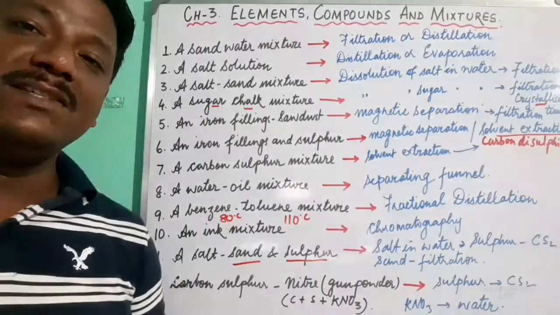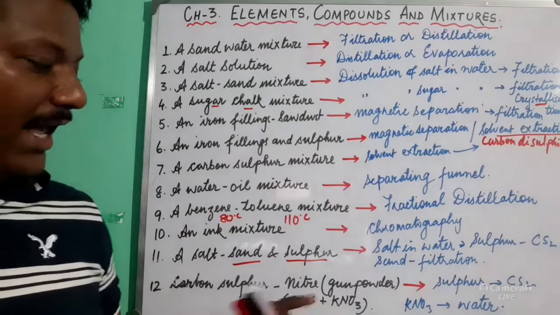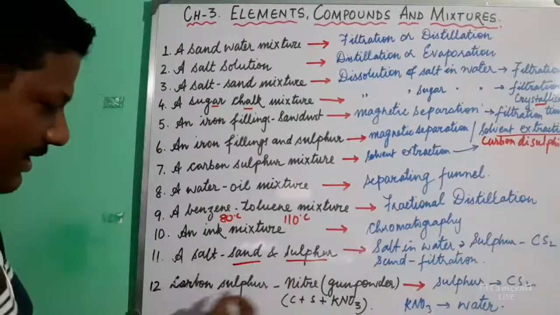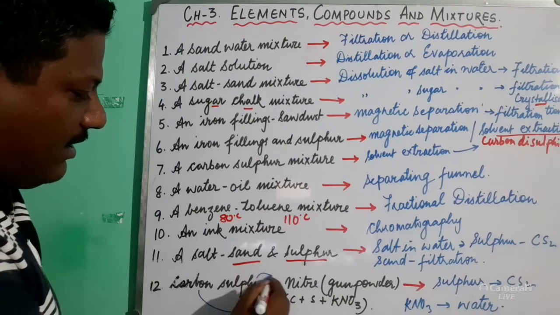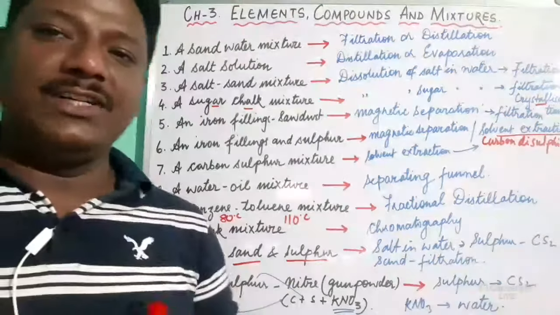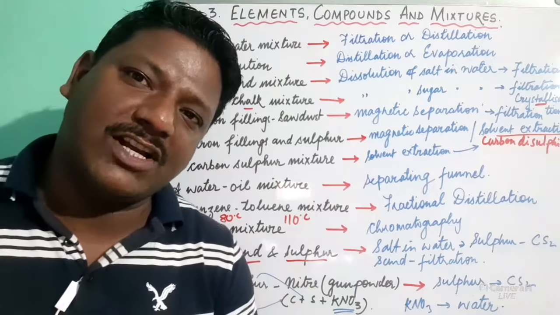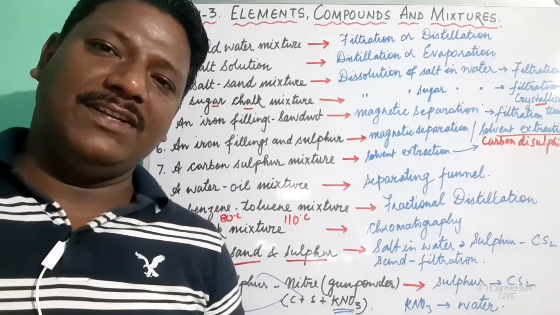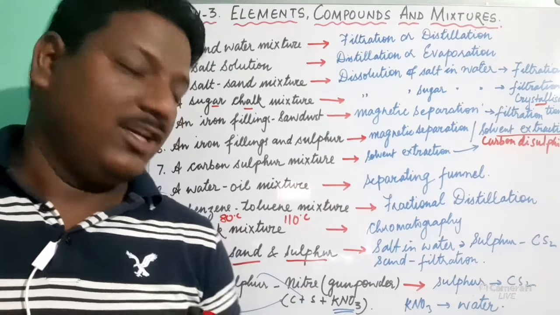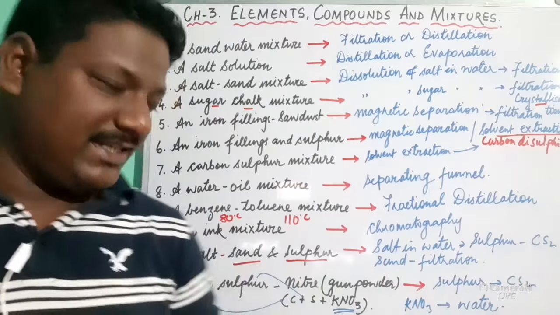Okay, so carbon, sulfur and nitre. Nitre we call it gunpowder. So gunpowder is already a mixture of carbon, sulfur and potassium nitrate. Over here what do we see? Carbon is there, sulfur is there and potassium nitrate. So for sulfur we can use solvent extraction, that is we can use a solvent. Which solvent do we use? Carbon disulfide. Sulfur will get dissolved and be separated out.